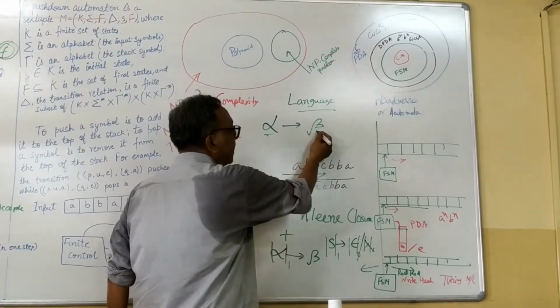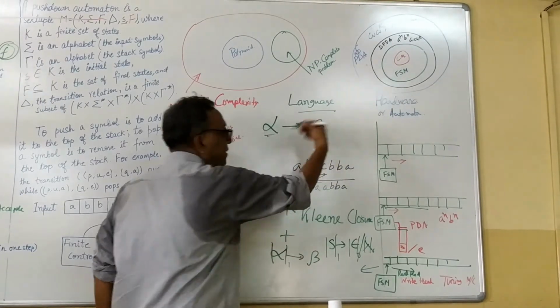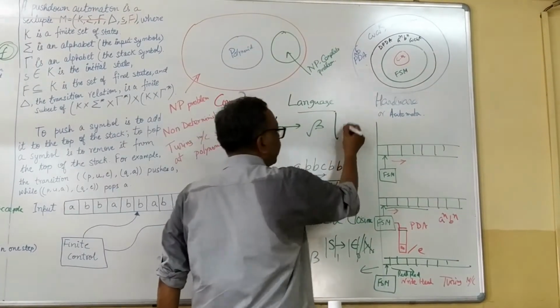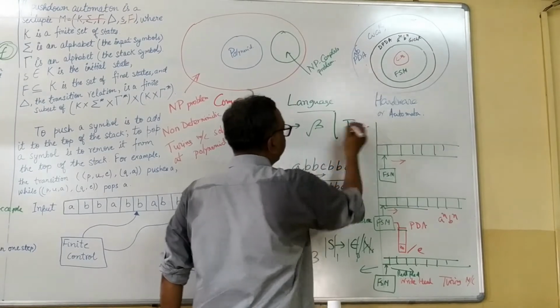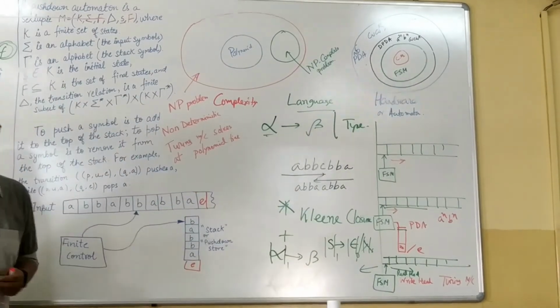Type 3 grammar says your variable should be at the end or at the beginning. That is type 3, at the end or the beginning. And what is type 2?